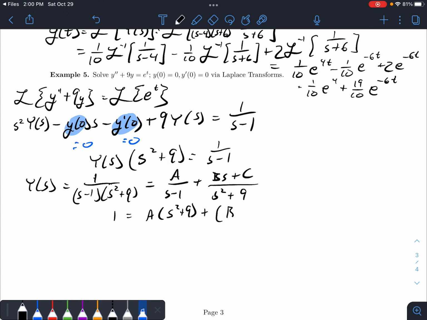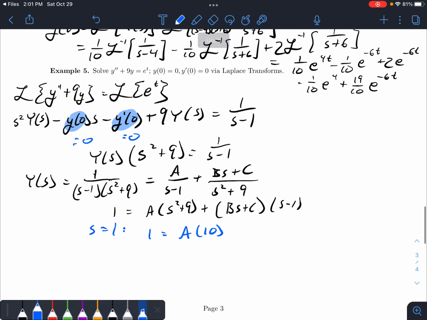So this gives me a times s squared plus 9 plus bs plus c times s minus 1. Okay, I could do some trickery. You could plug in s equals 1 and get 1 is equal to a times 1 plus 9, which is 10, plus b times 1 plus c times 0. If you plug s equals 1 into s minus 1, this whole right term just becomes 0. So then a is equal to 1/10.